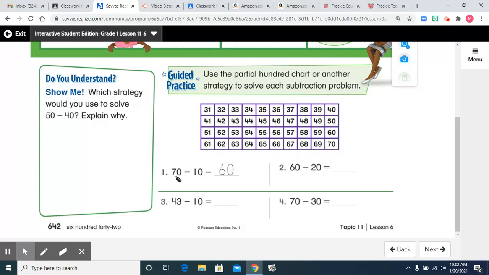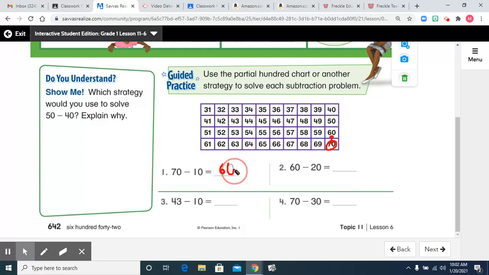Okay, number 1 says 70 minus 10. Now here's 70. Now if I want to do minus 10, I know that subtracting, we have to go either backwards 10, or when you're subtracting tens, you go up rows. Okay, so this is just 10, so all we have to do is go up one row, 10. So 70 minus 10 equals 60.